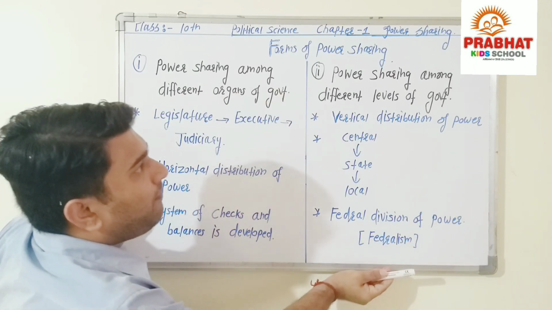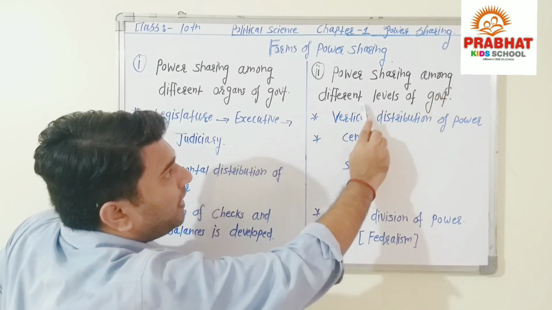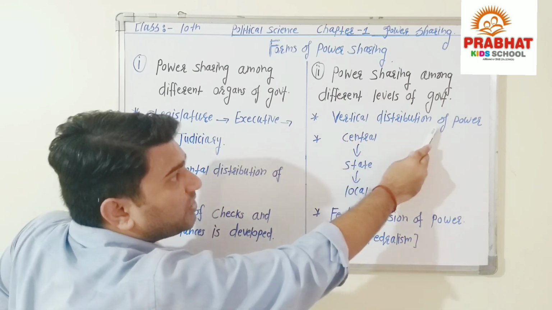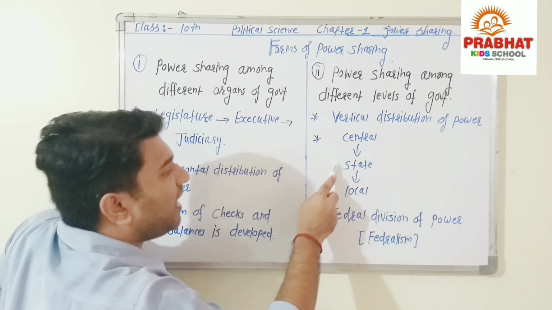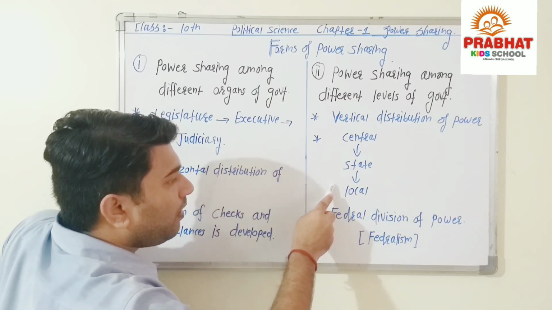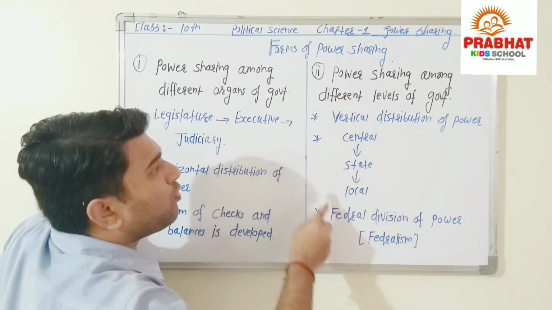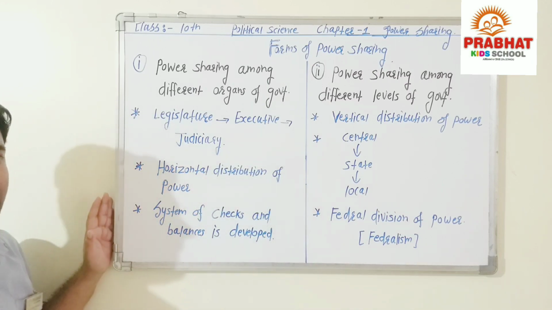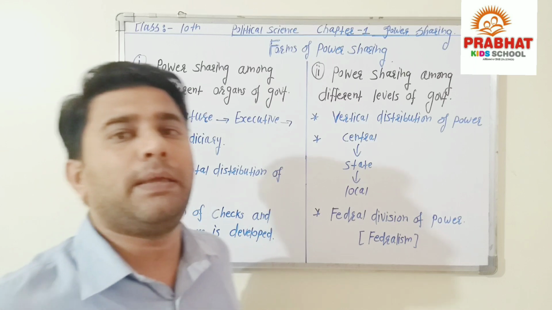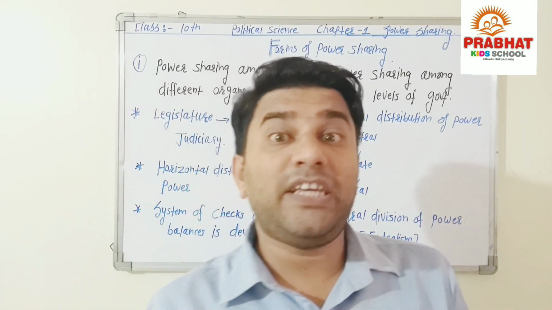Whereas the second form is power sharing among different levels of government, called vertical distribution of power: central, state and local. This is called the federal division of power, and the system of federalism is developed, we can see. So these are the two forms of power sharing. This is how power is shared.